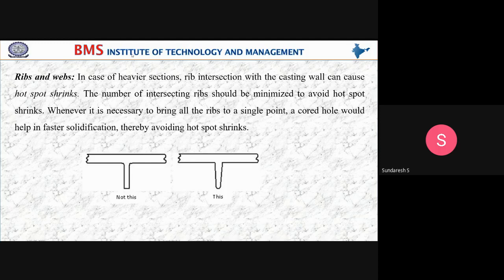Whenever it is necessary to bring all the ribs into a single point, a cored hole would help in faster solidification, thereby avoiding hot spot shrinks. So please be careful while designing the components. Try to avoid these ribs and webs, because both contribute to the defect called hot spot shrinks. Hot spot shrinks mean the shrinkage will be more and you will get a defect in the casting. So this is about ribs and webs.